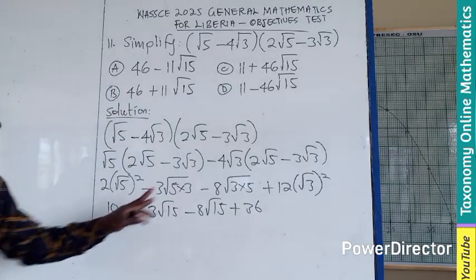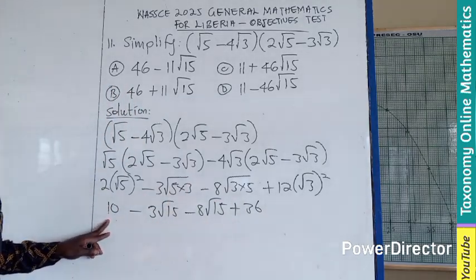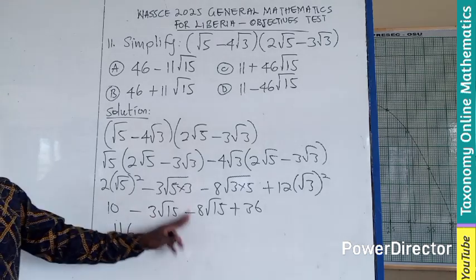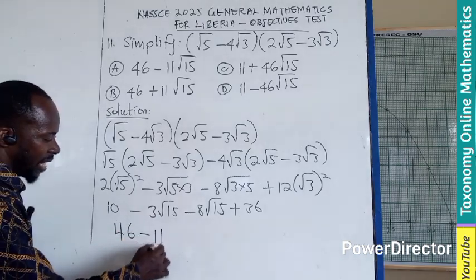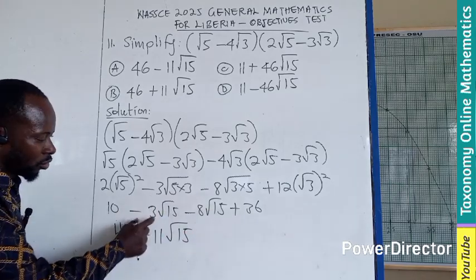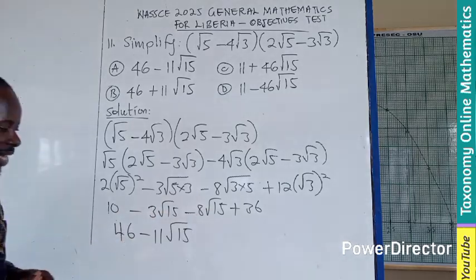36. So now let's group the like terms and have 10 plus 36. That will be 46. Minus 3 minus 8, that will be minus 11. Then root 15. These are like terms, so you pick only the coefficient in front.